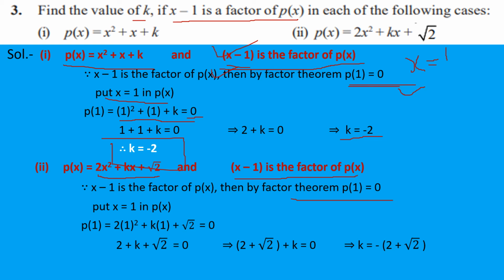So p(1) is equal to 2 into 1 square plus k into 1 plus root 2, and that is equal to 0. So it is 2 plus k plus root 2 is equal to 0. Now the constant terms, k we will write separately. 2 plus root 2 plus k is equal to 0, and it will be k is equal to minus 2 plus root 2. That means we have found the value of k, that is k is equal to minus 2 plus root 2 by using the factor theorem.